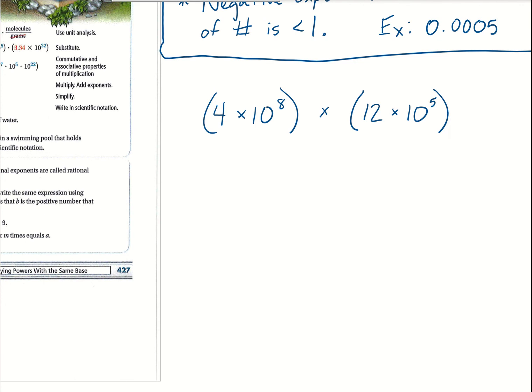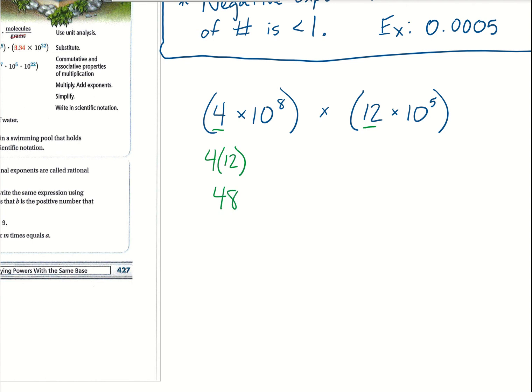Okay, so we're going to use a few of the different concepts that we've already talked about in this video. The first thing is we're going to take out the 4 and the 12. We talked about it earlier, where you can simplify or solve for them if they don't have the exponent attached directly to them. So the 4 and the 12, if we go ahead and do that, that should give us 48.